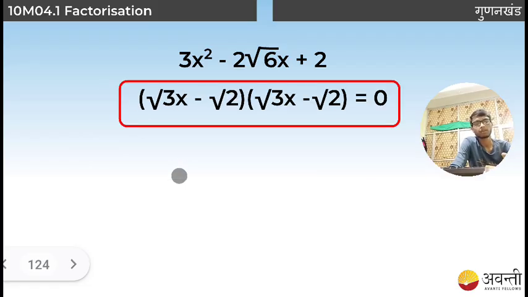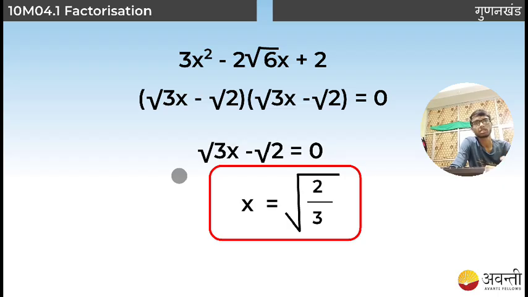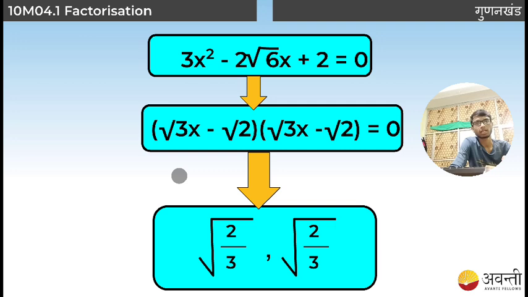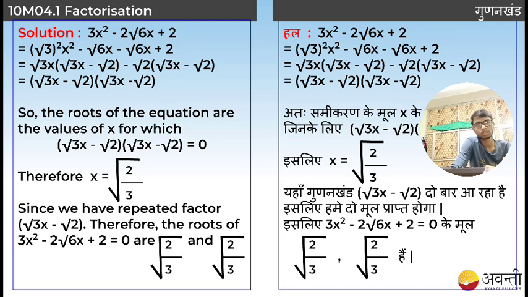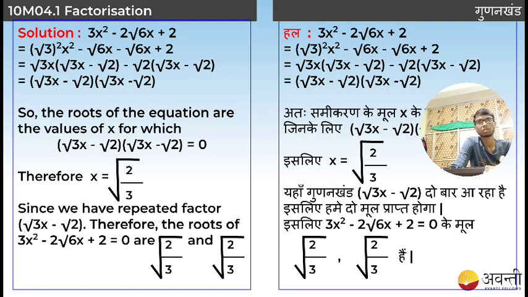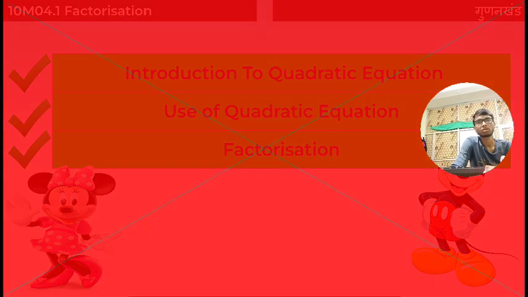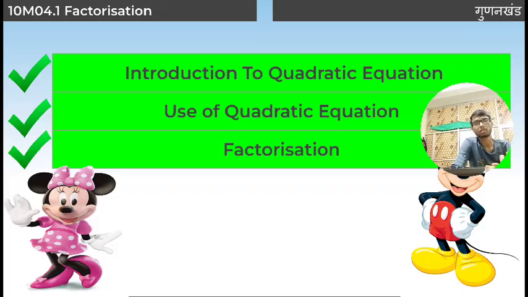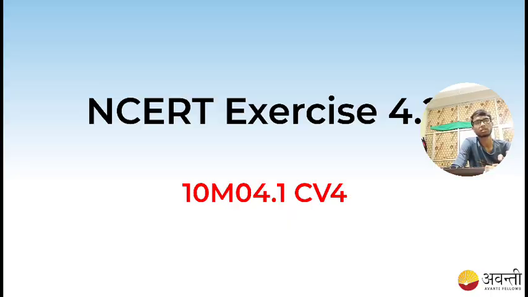Then we will get two zeros. One is this, under root of 2 upon 3, and the second is the same. Both are rational numbers, or real numbers. Both are real numbers. These three are done. Now let's see next.